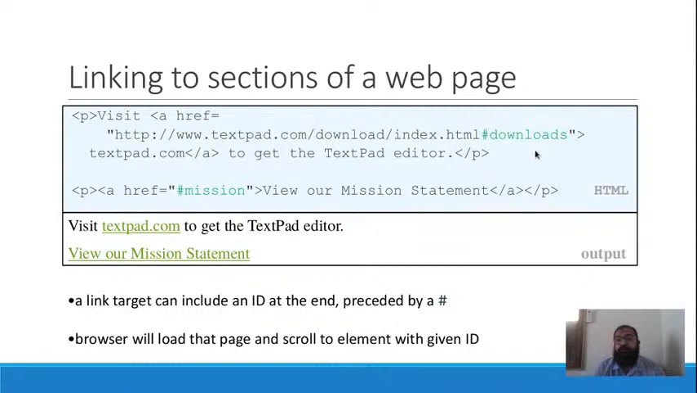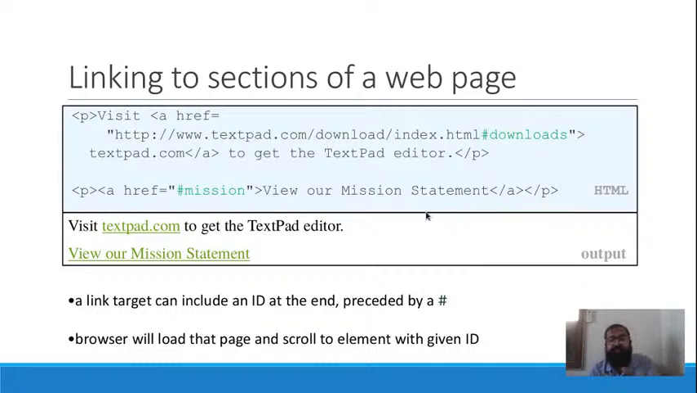So #downloads has to be there in index.html. If it is not there, then it will not take you there. That's all that is happening. It will take you to the index.html page. If there is no particular id called downloads used in any of the elements, then it will not take you to the downloads id. Now if there is an id called mission, then in the next p tag there is an a tag given, that's a link with href #mission, view our mission statement.